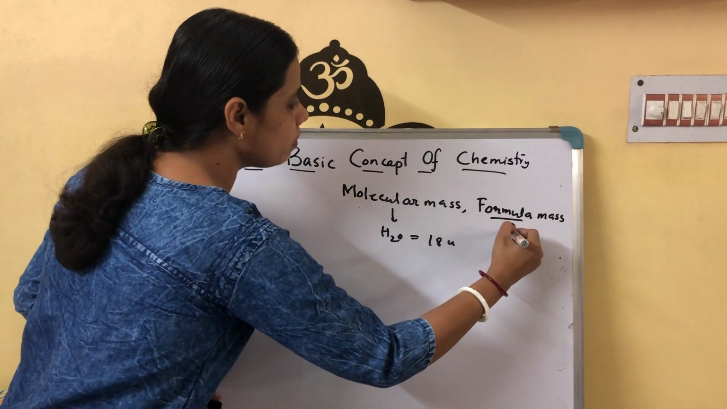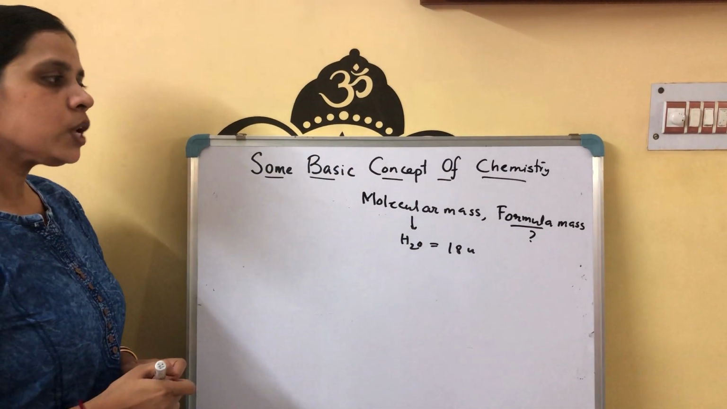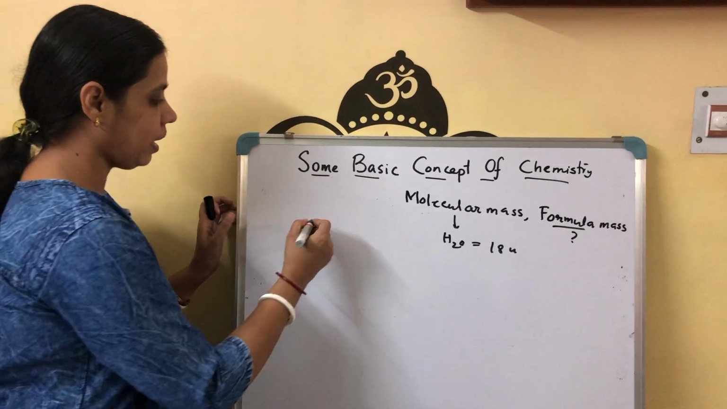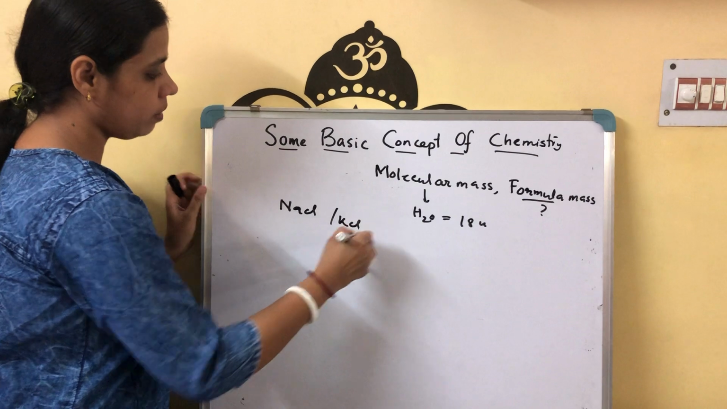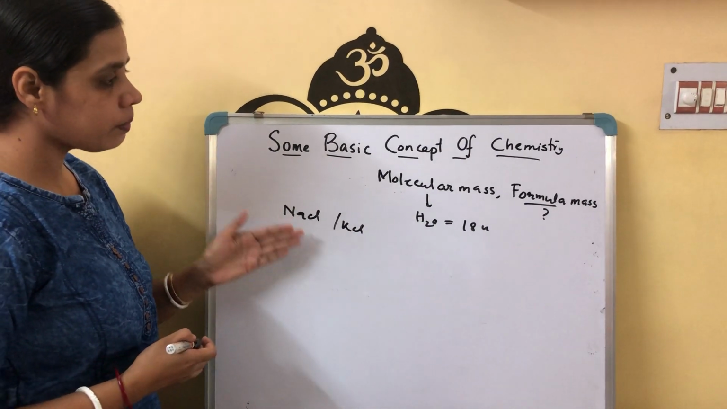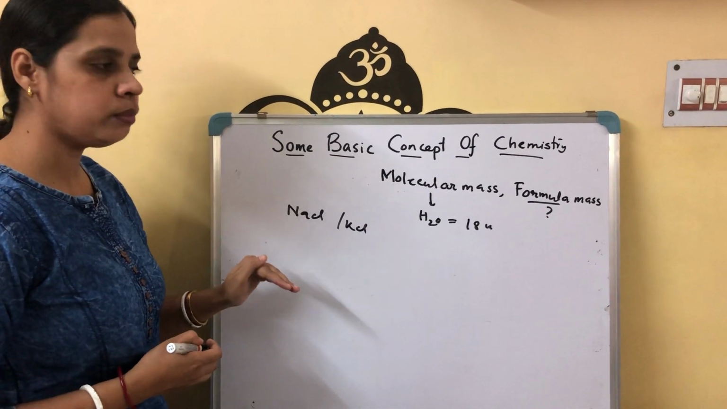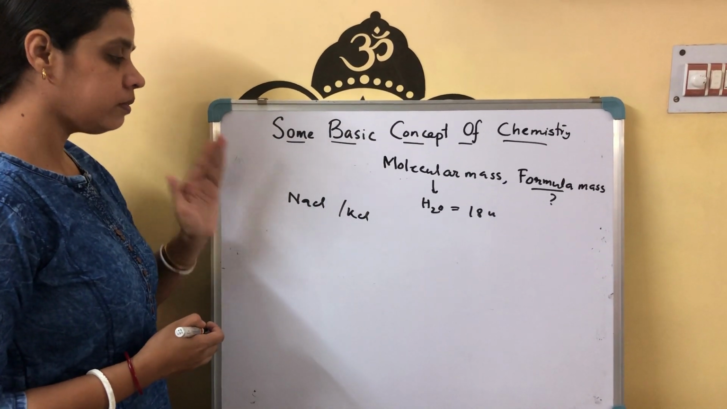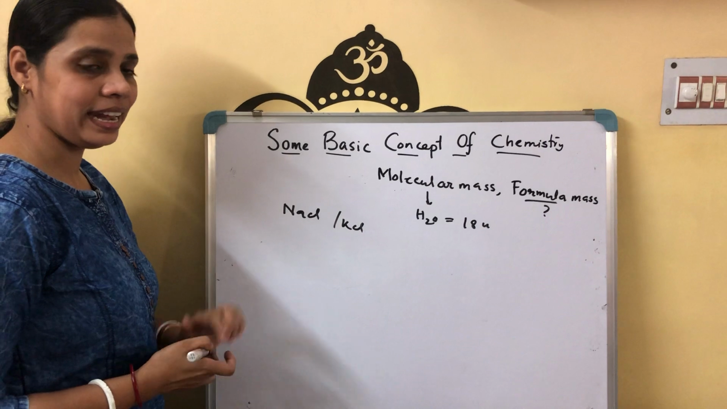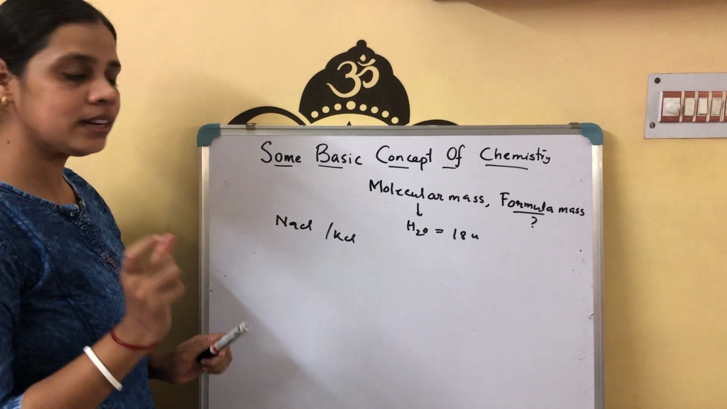Next one is formula mass. What is formula mass? You know some ionic compounds like NaCl, sodium chloride, KCl, potassium chloride. For this type of ionic compound, we calculate formula mass. Why? Because for this type of compound, we cannot get any discrete molecule, any single molecule.